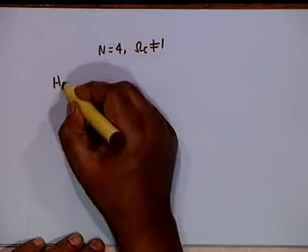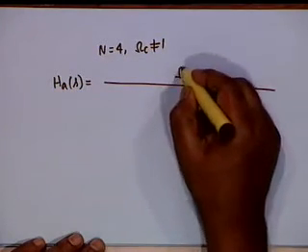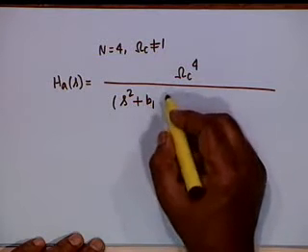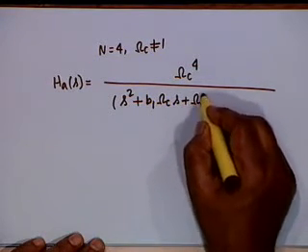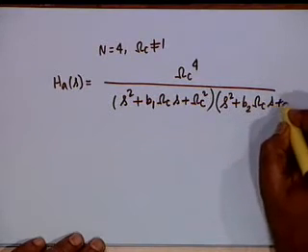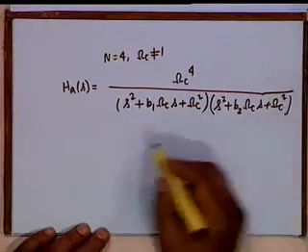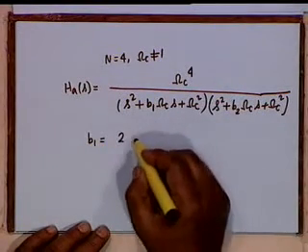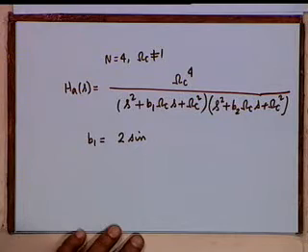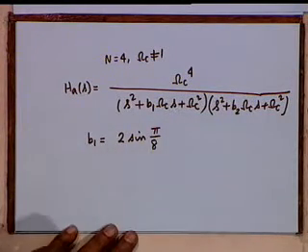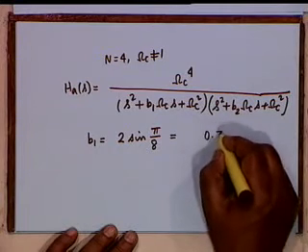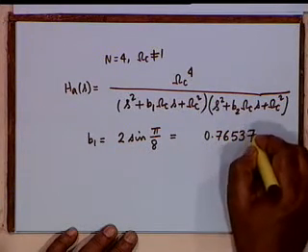Then we can directly write Ha(s) as omega c to the power 4 over two factors: s squared plus b1 omega c s plus omega c squared, multiplied by s squared plus b2 omega c s plus omega c squared, where b1 shall be equal to twice sine of pi by 8, and this comes out as 0.76537.